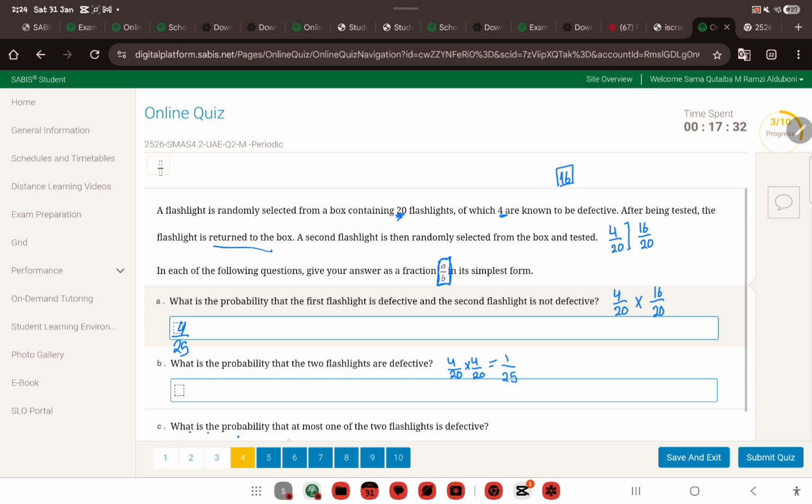What is the probability that at most one of the 2 flashlights is defective? So at most one of the 2 flashlights being defective is the complement, or the opposite, of both of them being defective. So we do 25 minus 1, which is 24. So it's 24 over 25.